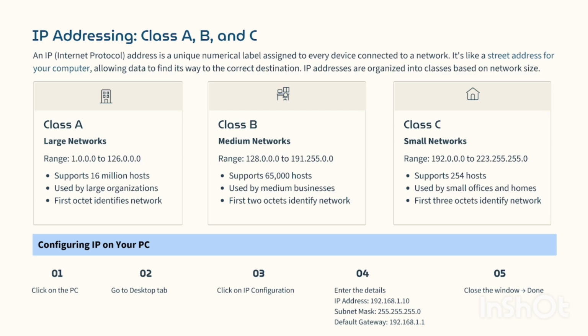Now I will show you how to configure an IP address on a PC in Packet Tracer. First we have to click on the PC, go to the desktop tab, then click on IP configuration and then enter the IP address. When we enter the IP address, we get the subnet mask automatically. Then we also have to add the default gateway. Then we can close the window and we have successfully configured our PC. We can do the same for other PCs that we have connected in our system.